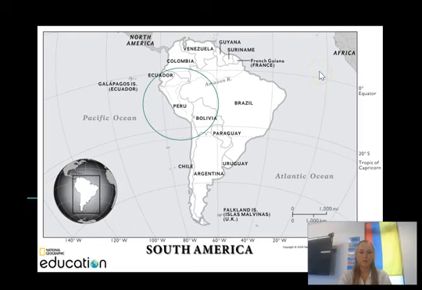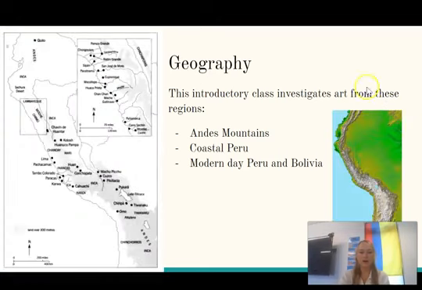So although there are many different varied and very interesting cultures throughout the very large continent of South America, this class will be focusing on art of the Andean region. Most of what we'll be looking at in this class will be located in modern-day Peru and modern-day Bolivia. So these regions right in here, just to get you kind of acclimated to where we're going to be looking.